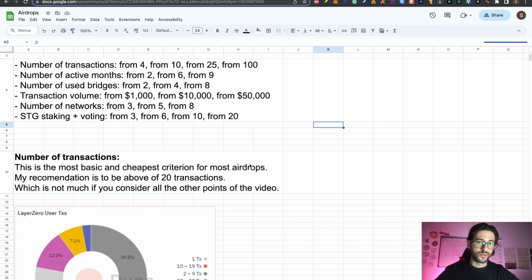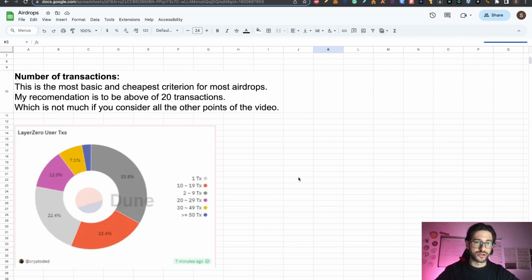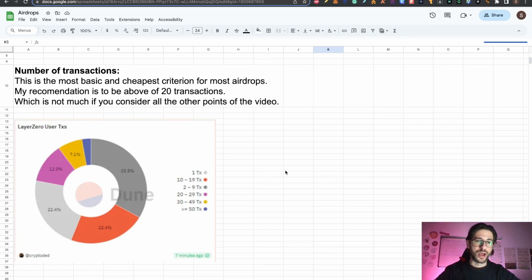So for our first category we have the number of transactions. This is the most basic and cheapest criterion for most airdrops. My recommendation for LayerZero is that you need to be above the 20 transactions, and that is basically based on this graphic where you can see that 22% of the people only did one transaction. Then you have from 10 to 19 transactions, another 22%. From 2 to 9, you have the biggest percent of 33.